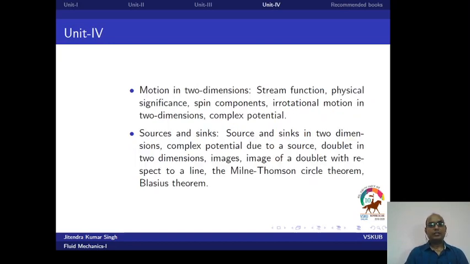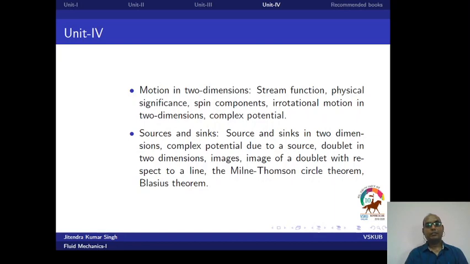Now, lastly, in Unit 4, we shall discuss the motion in 2 dimensions. We shall define the stream function. We shall discuss the physical significance of the stream function, spin components, irrotational motions. We shall find out the complex potential in 2 dimensions. We define sources and sinks and complex potential due to sources and sinks.